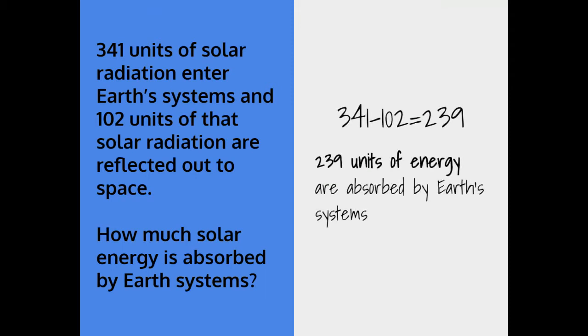To find our answer, we're going to take our total amount of solar radiation and subtract the amount that's reflected. So we have 341 units minus 102 units, we get an answer of 239 units of energy that are being absorbed by Earth's atmosphere or surface.